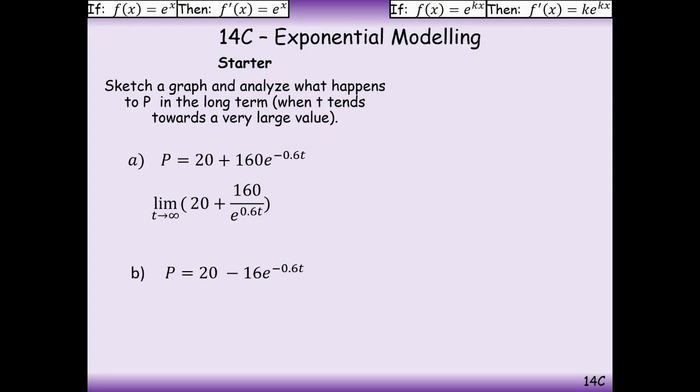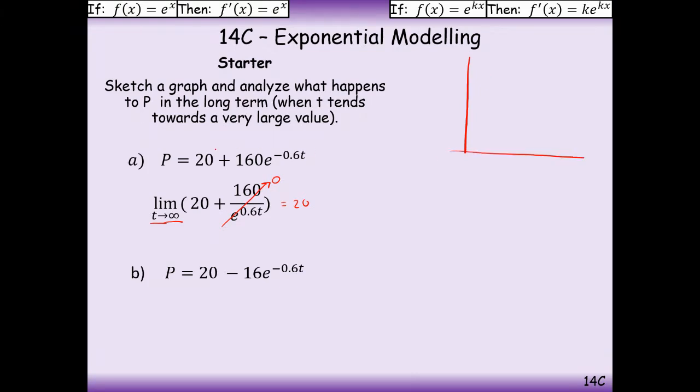Right, so when t gets to a large value, we are going to be dividing 160 by a huge number, and that basically means that its ultimate value when t is very large is that this fraction will approach zero. So what we end up with is the value of 20. Now that 20 is an indication of the asymptote of the graph.